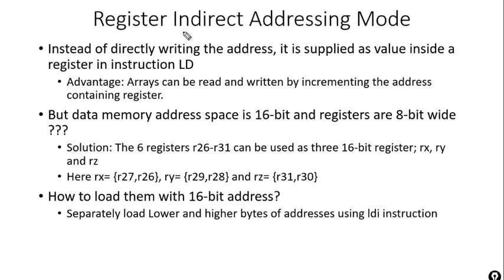The solution is there are 6 registers at the end of all the registers, from R26 to R31, that can be used as 3 16-bit registers. They are named X, Y, and Z. For X, its lower byte is in R26 and its higher byte is in R27. For Y, the lower byte is in R28 and the higher byte is R29, and so on.